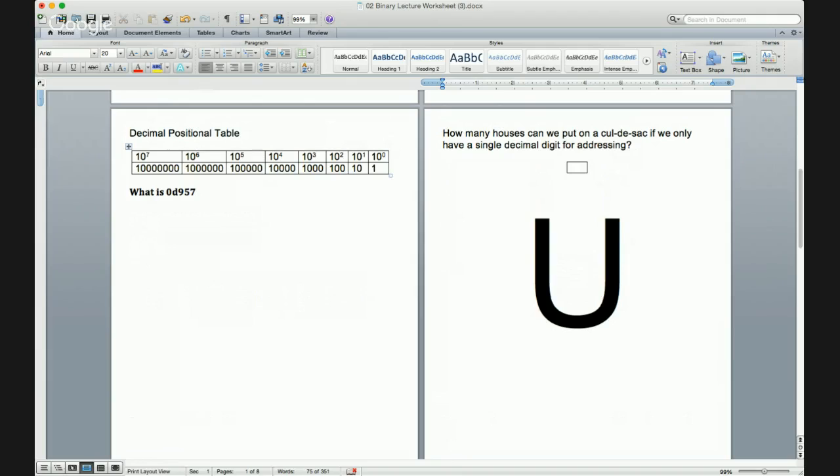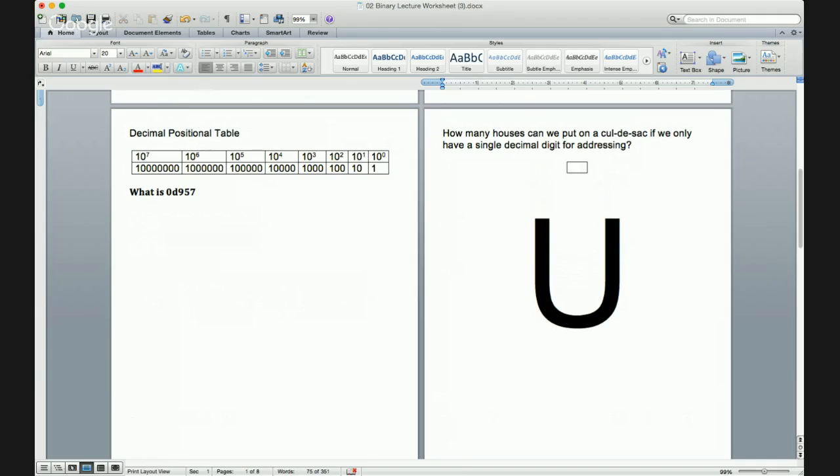And the powers they correspond to, and we all know this, is the ones place, the tens place, the hundreds place, the thousands place. And again, when we look at a number like this, what am I doing? I'm moving from right to left. But we've been working with numbers our whole lives. We tend just to look at it and understand it left to right. So if I look at this number, 0D957.